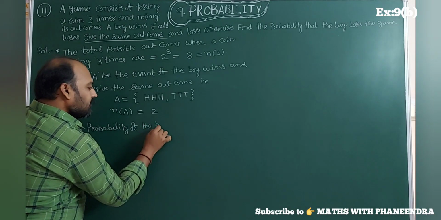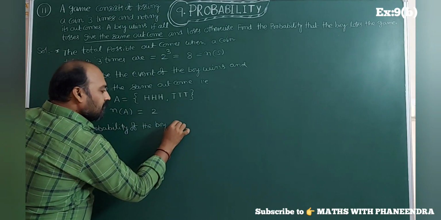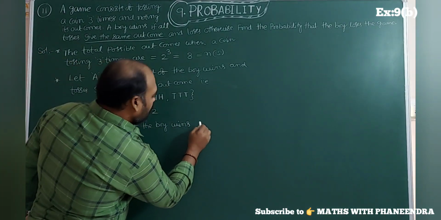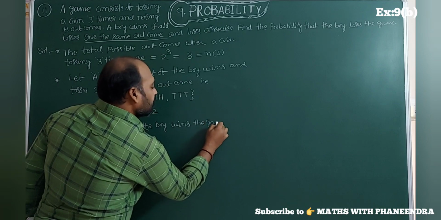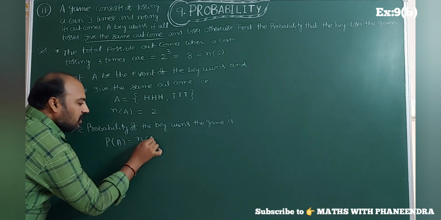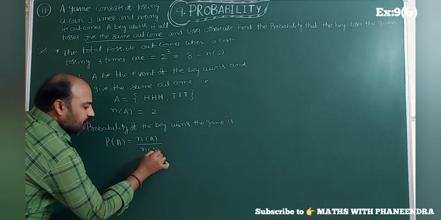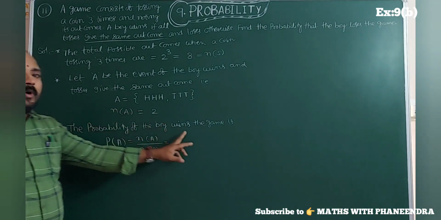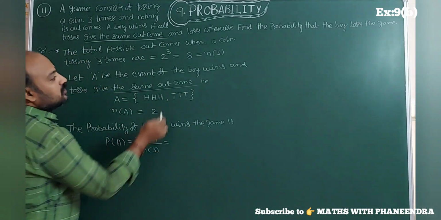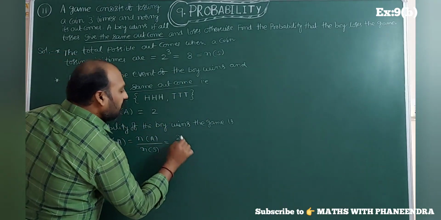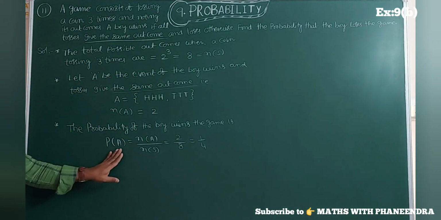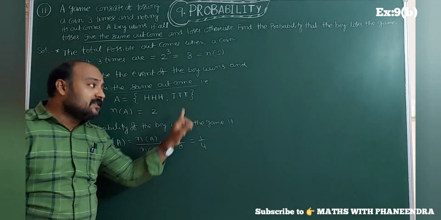the boy wins the game is P of A is equal to N of A by N of S. Here I already mentioned that when the boy wins, when he is getting the same outcomes, that's what I wrote here. So total N of A is equal to what? 2 by N of S is equal to 8, which is equal to 1 by 4. P of A is the probability of the boy wins the game.